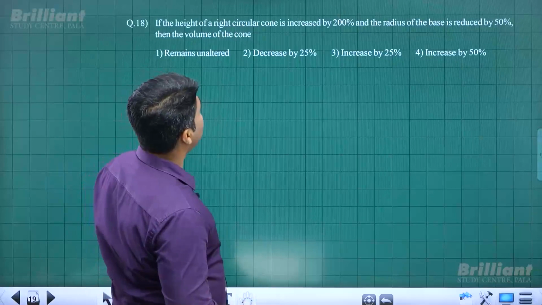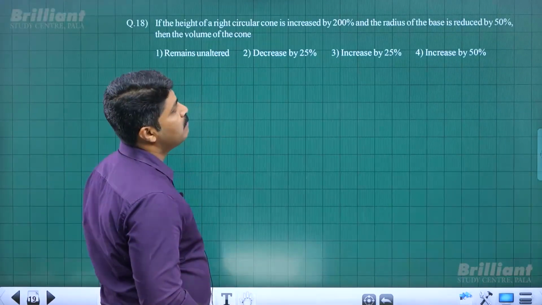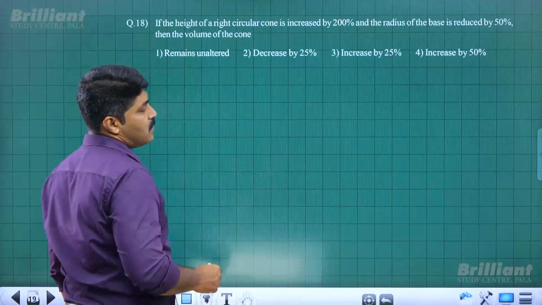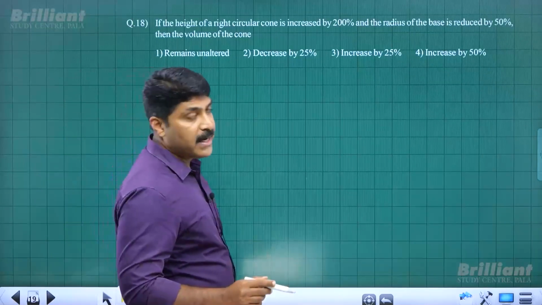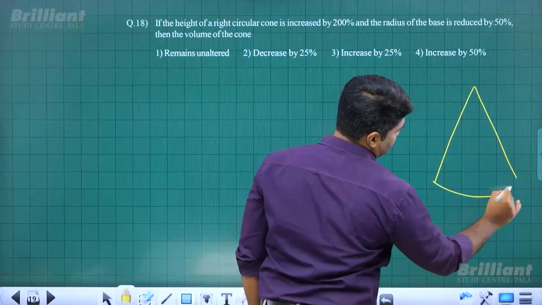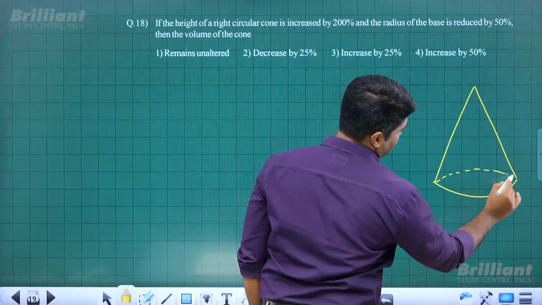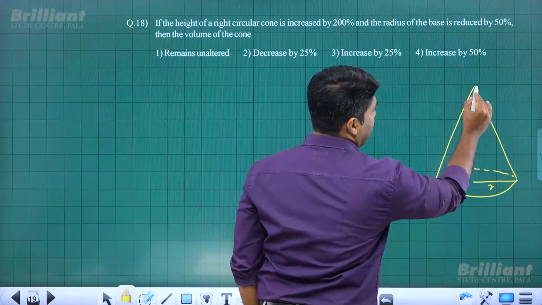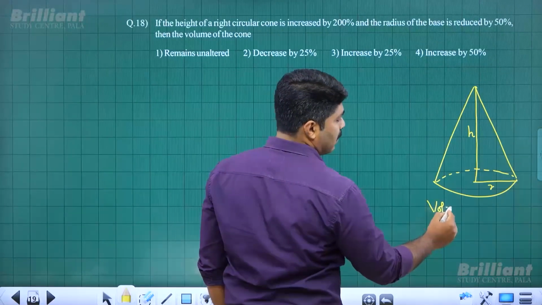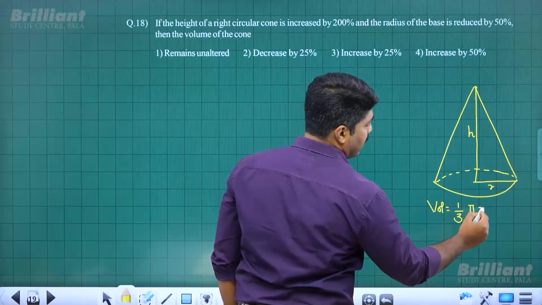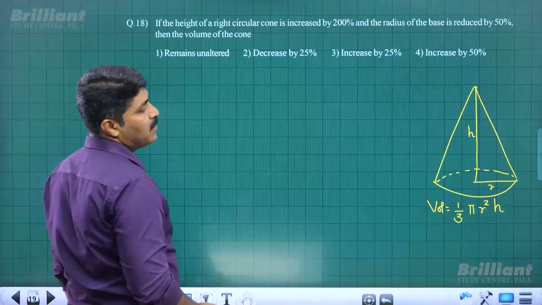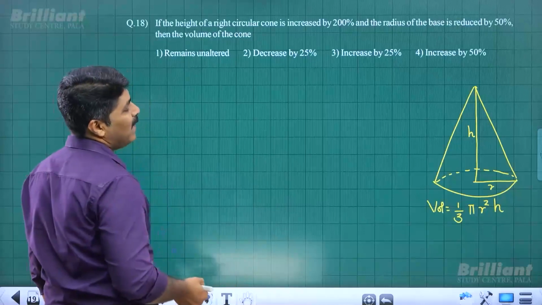Then the next question: if the height of a right circular cone is increased by 200% and the radius of the base is reduced by 50%, then the volume of the cone. So first of all, we have to consider what a right circular cone is and how to find out the volume here. If you are considering a right circular cone like this, this is its base radius and this is the height. Correct. So what is the volume of a right circular cone? That is 1/3 pi r² h.